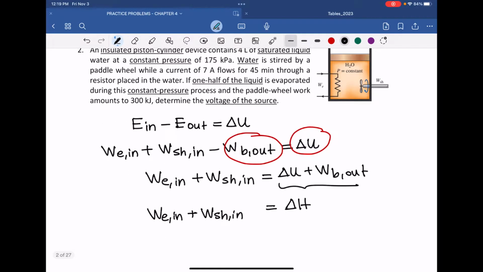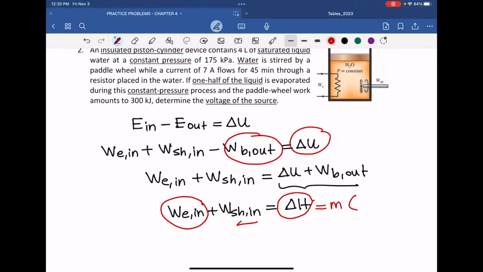I'm sorry, this is not very clearly written. So once you figure that out, now you look at your equation. This one we are trying to figure out. This one is given. This one probably I can calculate. How? Because I know this is mass times H2 minus H1. Very good. That means there must be a way that I calculate the mass and the enthalpies at the first and the second state.